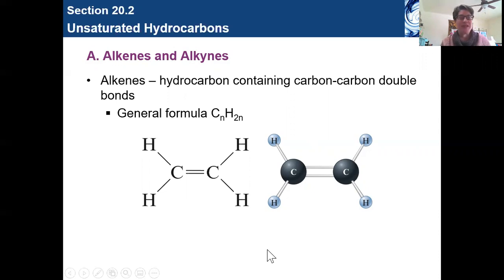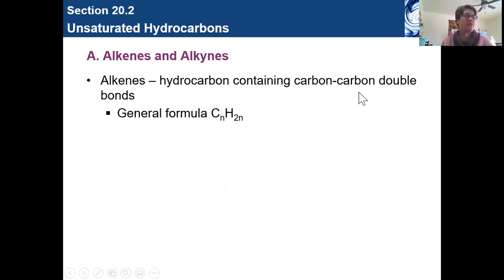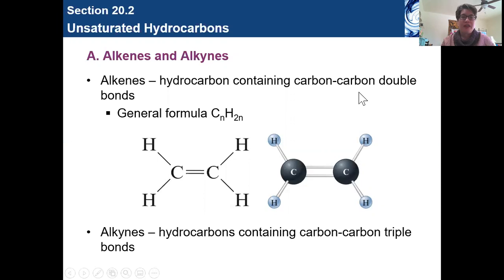So this one would be ethene because there's 2 carbons. So this is the simplest alkene because it has 2 carbons. You can't have an alkene with only 1 carbon. So ethene is the simplest and smallest. Okay, so alkynes have triple bonds, and this is an alkyne. Again, this is the simplest alkyne.